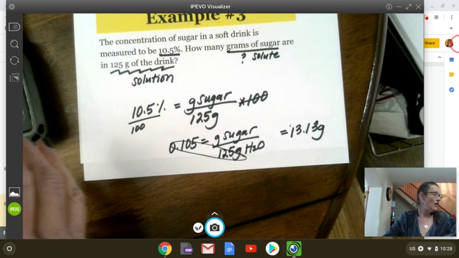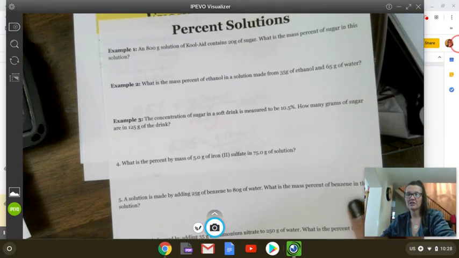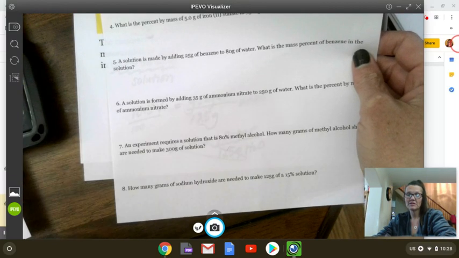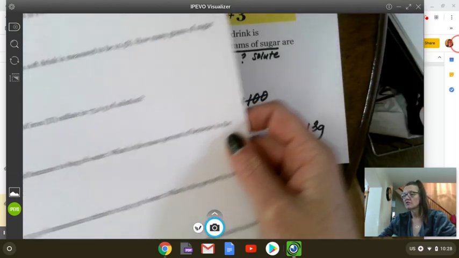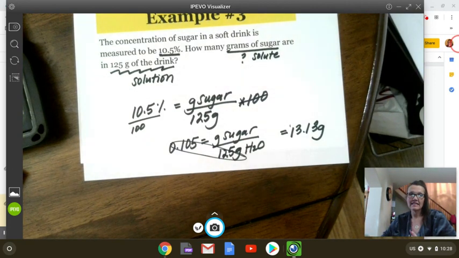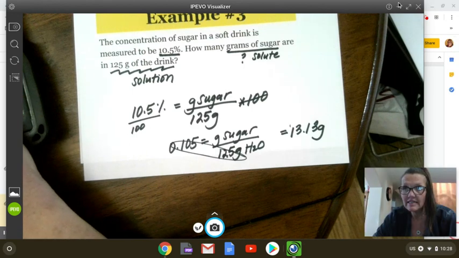And then on the percent solution side, same idea. There's the 3 questions that we just did together. Then you have 4 through 8, so just 5 problems that you need to do for mass percent. So today's homework, or whatever you want to call it, practice, is to complete 10 problems, 5 molality and 5 mass percent. Okay? All right. I think that's it. Go ahead and practice away.